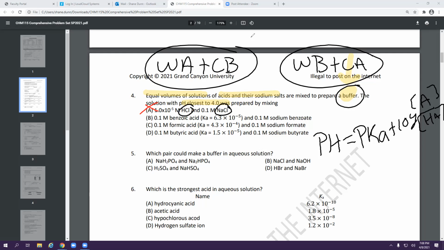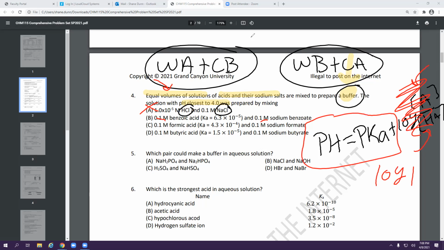Next up, what do you notice about concentration? So if I plug in the same thing here and here, what do I get? 1. What's the log of 1? So what this means is, that's why I said equal volumes, that pH equals pKa. You just take the negative log of the Ka values, tell me which one is closest to 4. And it is not, but that's why it was said that it was equal volumes and equal concentrations. B is 4.2. Okay, 4.2.